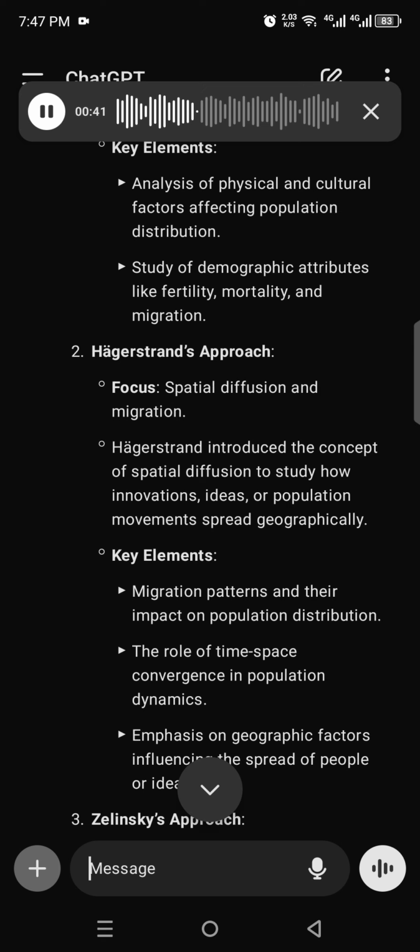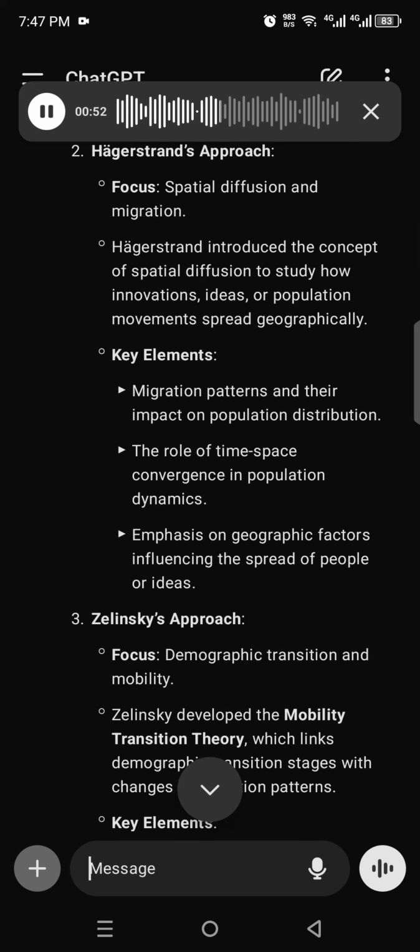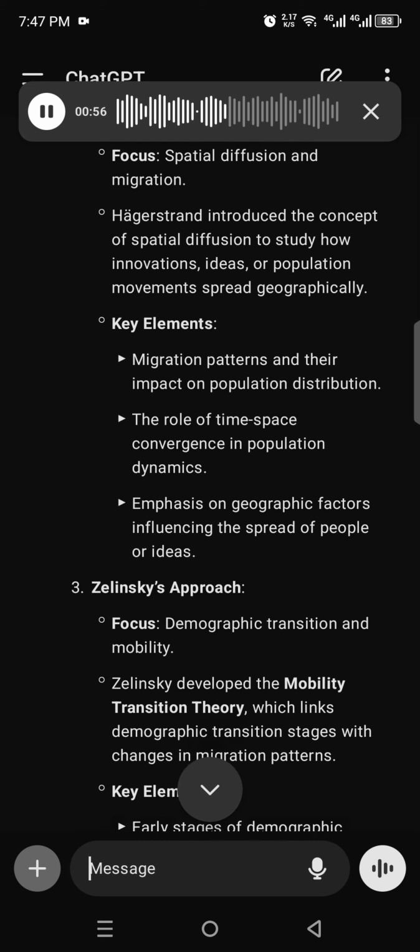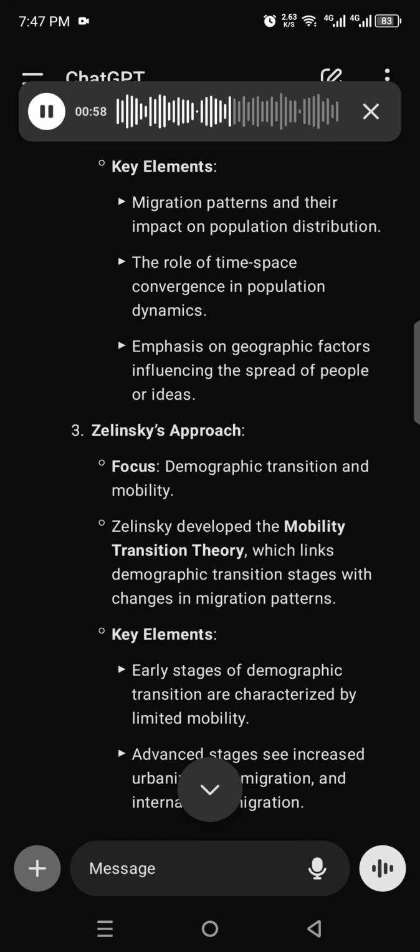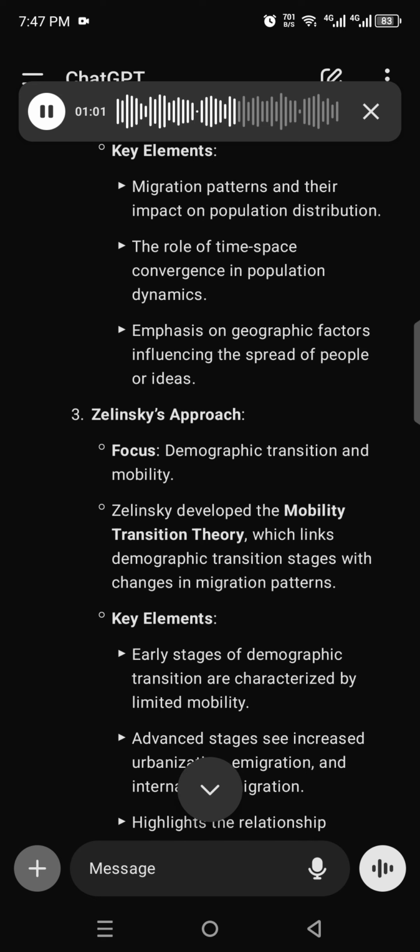2. Hägerstrand's approach. Focus: spatial diffusion and migration. Hägerstrand introduced the concept of spatial diffusion to study how innovations, ideas, or population movements spread geographically. Key elements: migration patterns and their impact on population distribution, the role of time-space convergence in population dynamics. Emphasis on geographic factors influencing the spread of people or ideas.